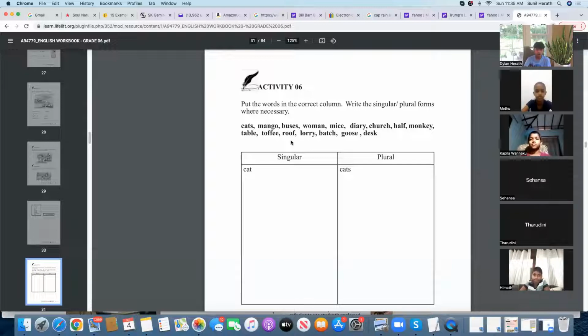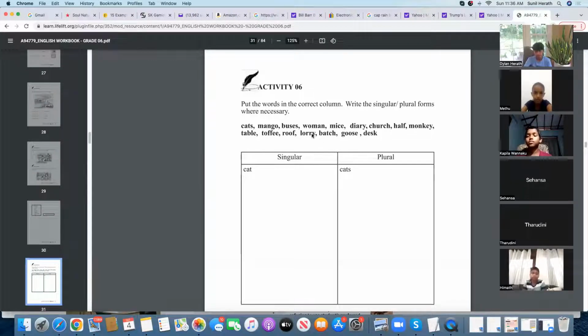The next word is roof. Is that singular? Singular, yes, thank you. Roof is singular. What is the plural version of roof? Roofs. Yes, roofs. How would you spell that? R-O-O-V-E-S. Thank you, exactly. Because there's an F here, and right before the F is a vowel. And you can't just put an S here. So it would be roofs, if that makes sense.